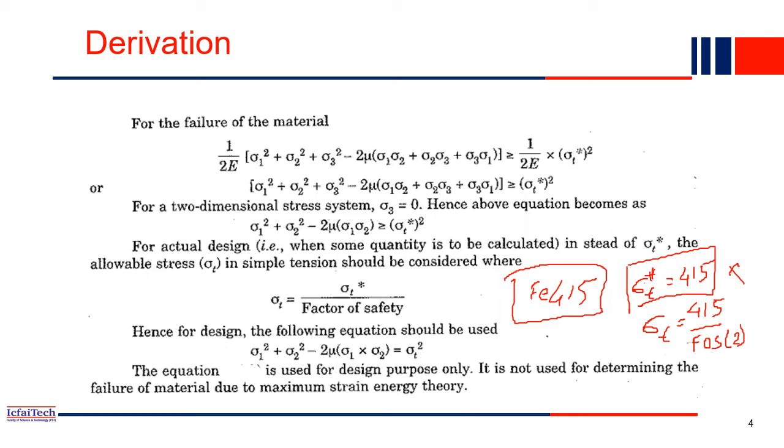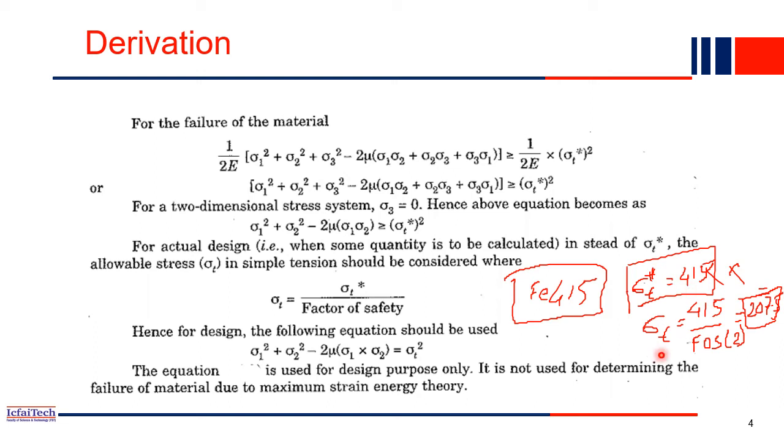For India, we sometimes use 1.5 as a factor of safety for steel, or maybe 2 also. So if you divide it by 2, it will come as 207.5, right? So to design a structure, we consider the strength of the material as 207.5, not 415. So we use permissible strength instead of yield strength in our design purpose.